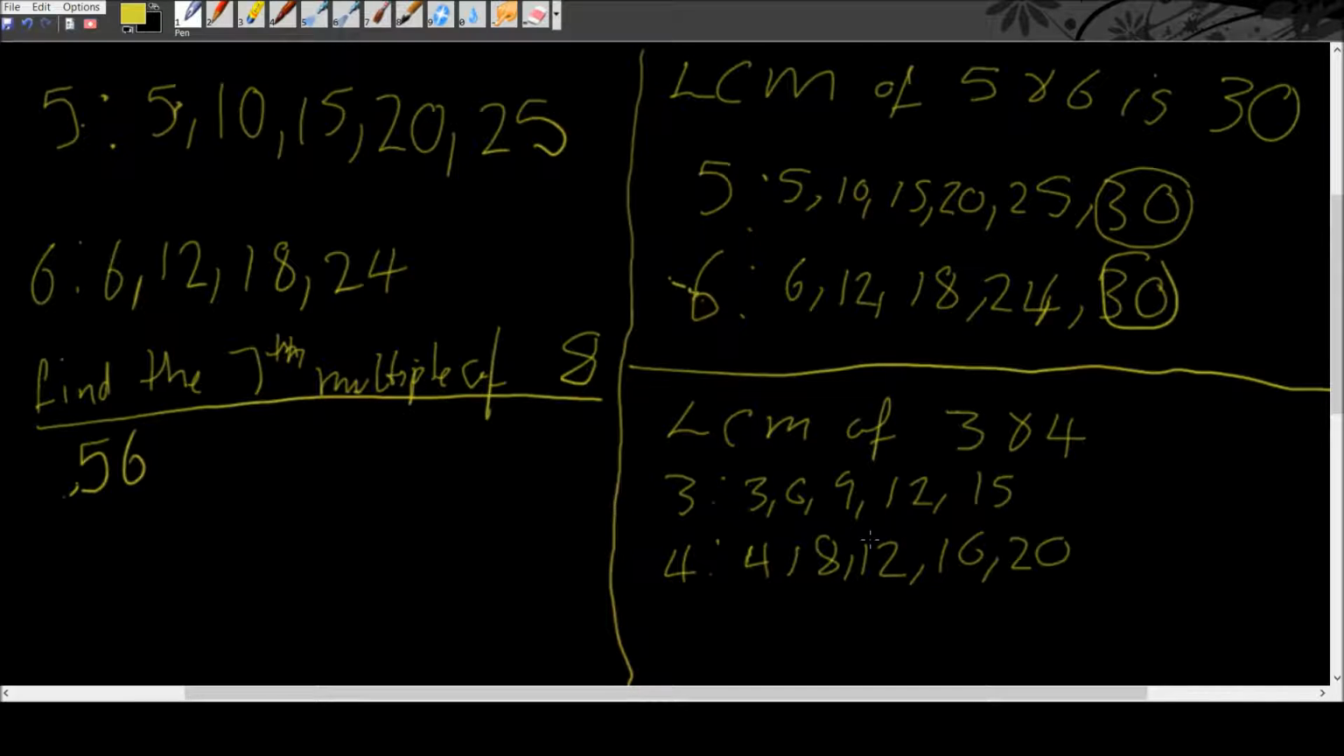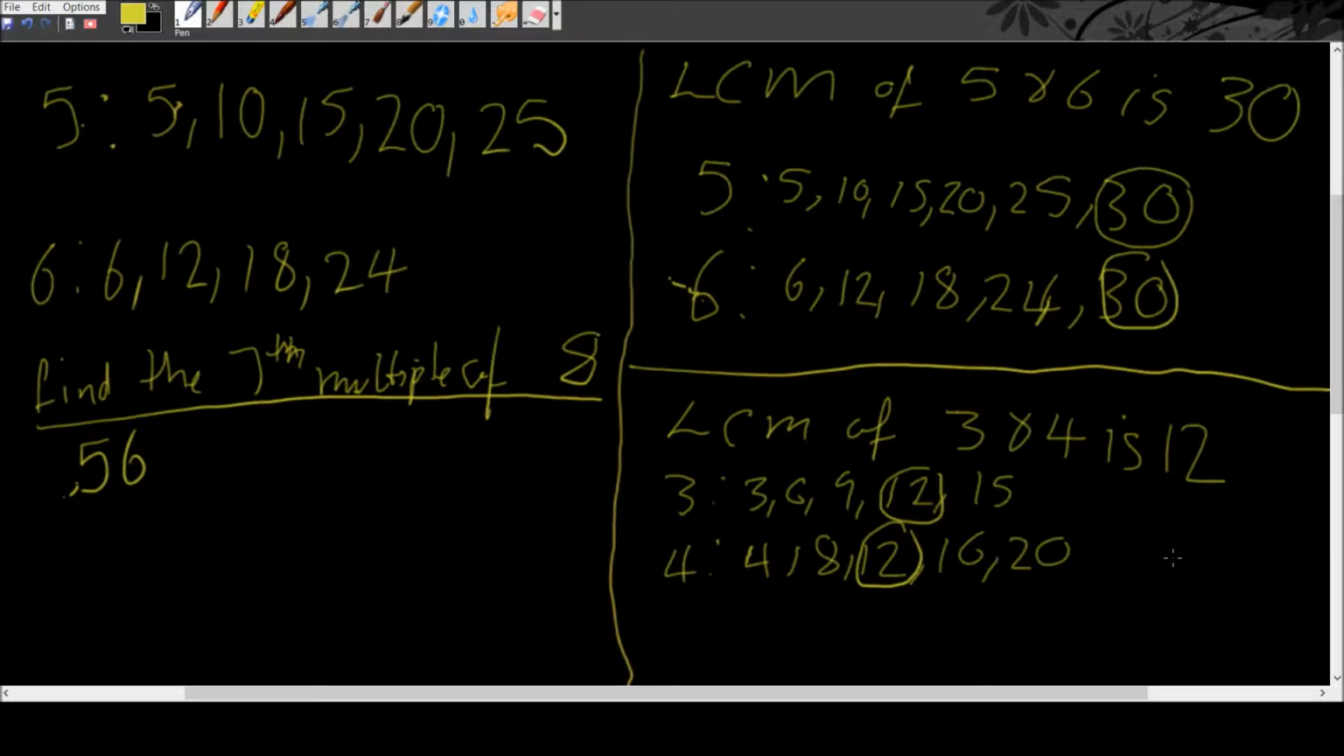Okay, so we need to basically find the smallest number that goes into both of them, which is the smallest multiple, which is 12 actually. Lovely. So the LCM of 3 and 4 is 12.